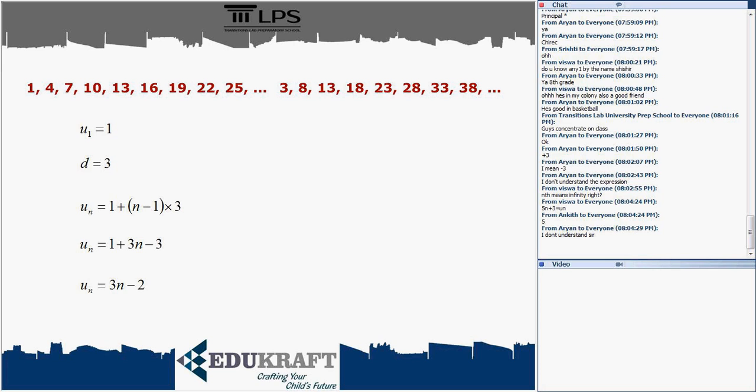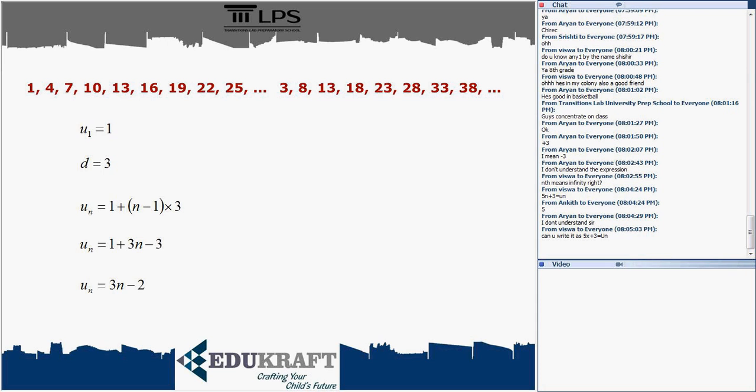Finite, right? No, nth means the nth term. Like, whichever term you are finding out. Suppose you are finding out the 10th term, then n should be equal to 10, and it should help you find out the 10th term in the sequence.